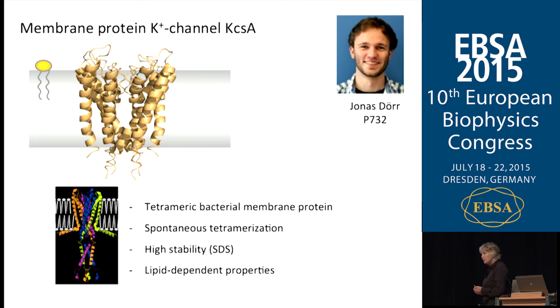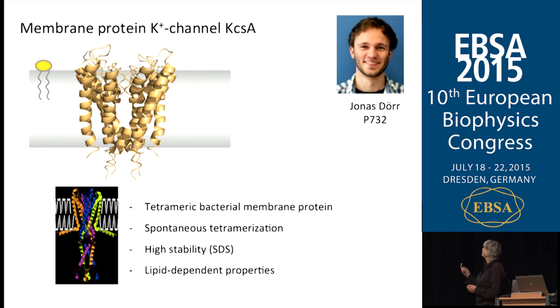We like the idea of working on KtrAB, of trying this with KtrAB, because it's a very stable protein. It's a rather complex protein because it's tetrameric, but it's very stable. And the most important thing is that it has lipid-dependent properties. So it needs anionic lipids, for example, for functioning.